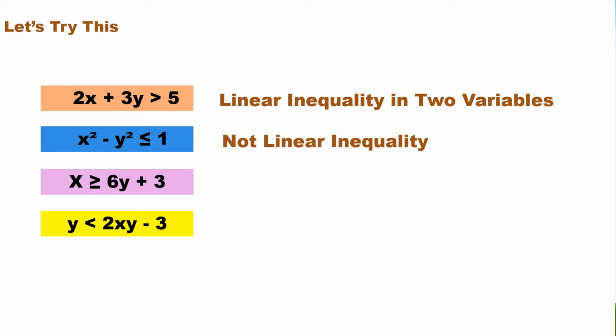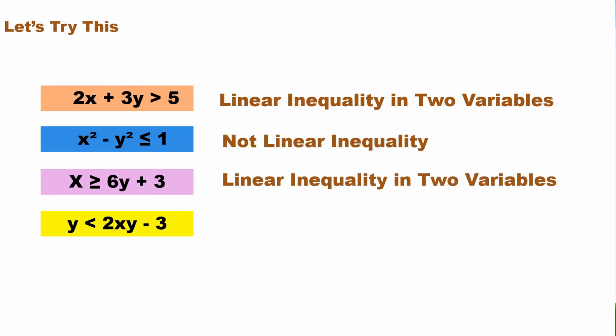The next example is x is greater than or equal to 6y plus 3. So, dito, ito pa rin kaya ay matatawag na linear inequality in two variables o hindi? So, tingnan natin yung sagot. Okay, siya pala ay linear inequality in two variables. So, tama po, kasi meron tayong dalawang variables na x and y, and also we use the symbol greater than or equal to.